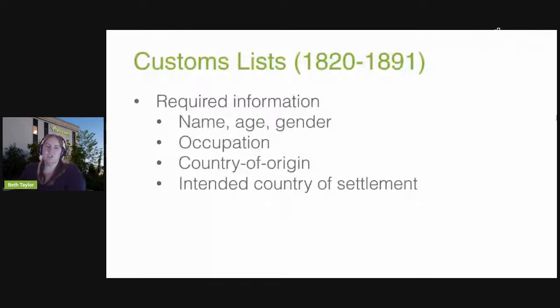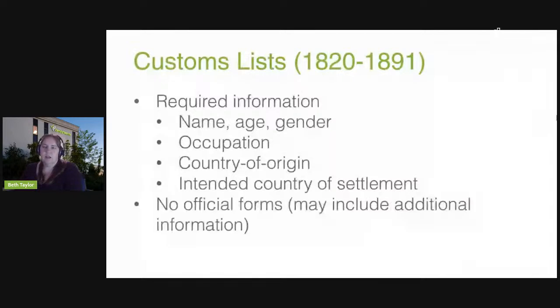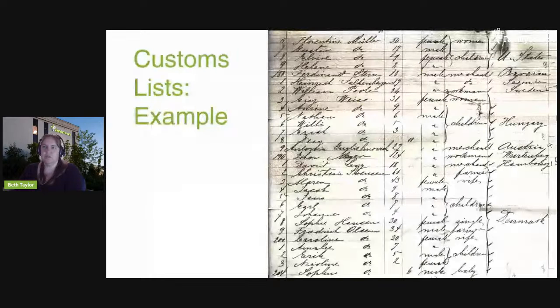Unfortunately, these lists did not require a lot of information. So the required information is like name, age, occupation, country of origin, and intended country of settlement. That's all that was required. However, there weren't actually official forms created. So it was pretty much up to the person creating the passenger list what they would list. They had to include that required information, but once in a while you get somebody who added a lot more detail because they wanted to or they thought they needed to. So still look for these customs lists, but a little bit less information.